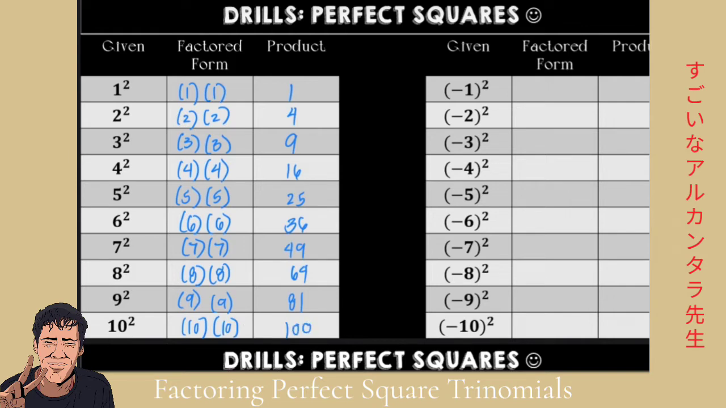What I'm showing you on your screens right now is the given, which are squares of a certain integer, its factored form, and its product. The product that we get when we multiply the number by itself, 1 times 1, for example, 2 times 2, we call perfect squares. Because as you can see here, we multiplied it using the same number, like 1 and 1, they are the same. 2 and 2, they are the same. 3 and 3, they are the same.